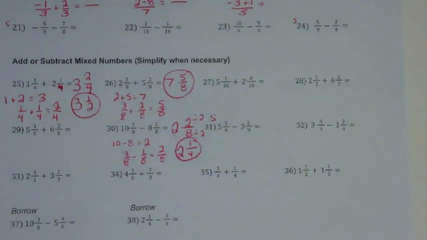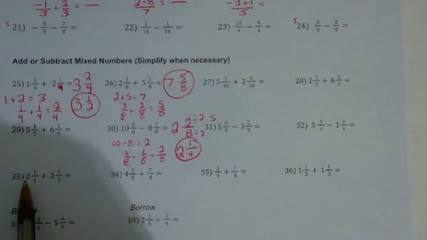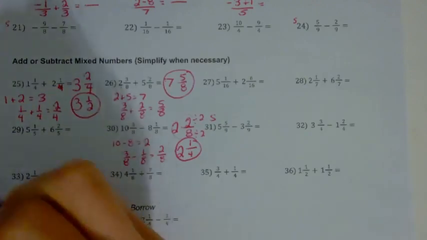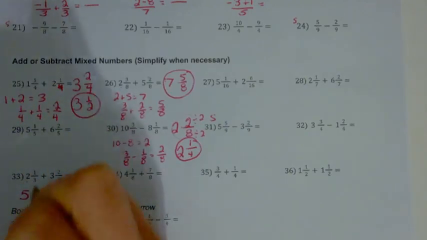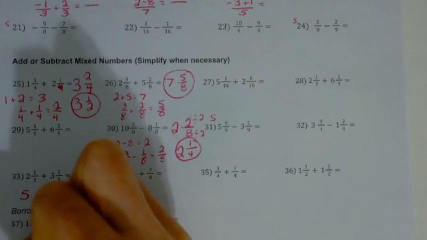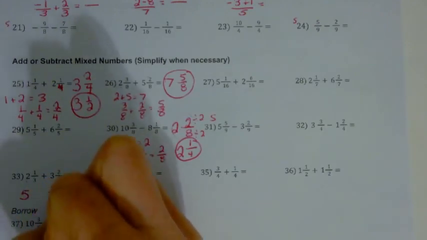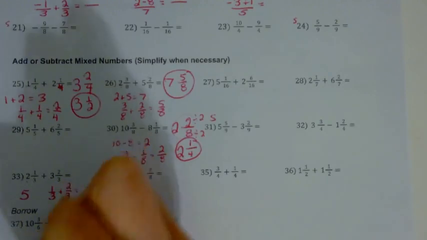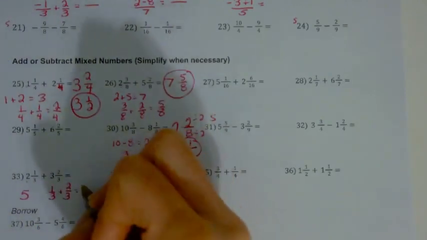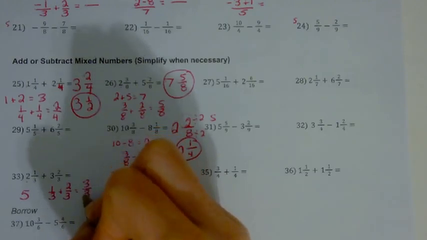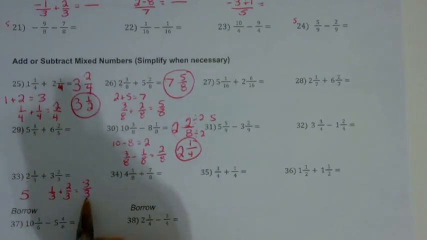So we're going to add up the whole numbers. 2 plus 3, so that's 5, right? 2 plus 3 is 5. And then when we add up 1/3 plus 2/3, we get, see, 1, 2 is 3, so that's 3/3. The denominators are the same, so you just keep the denominator. You add 1 plus 2. Well, 3/3, remember, 3/3 is 1. So we got 5 plus 1.